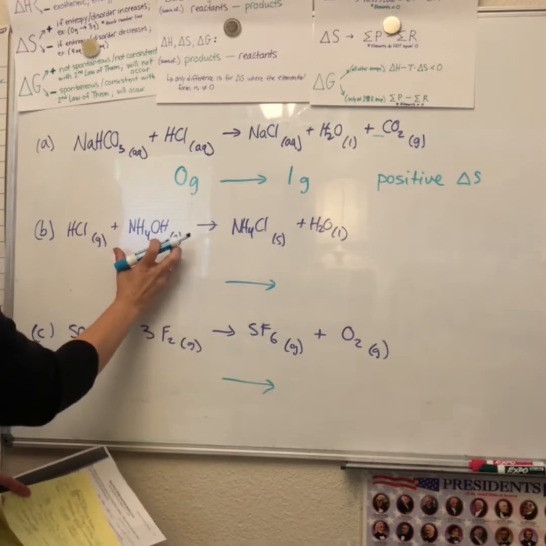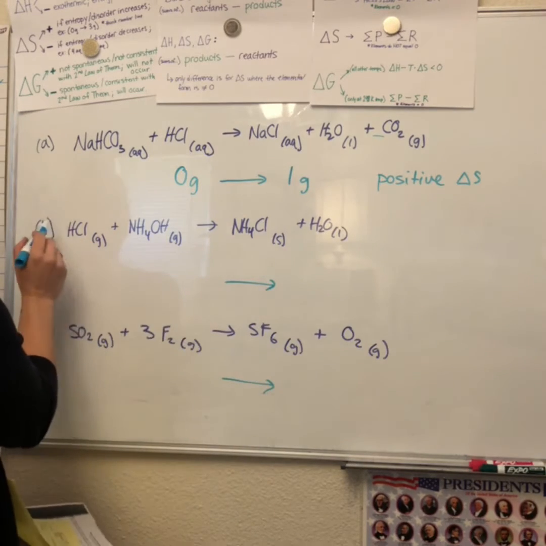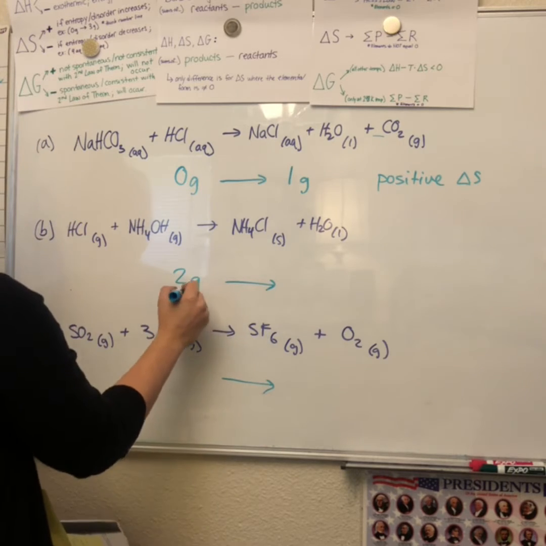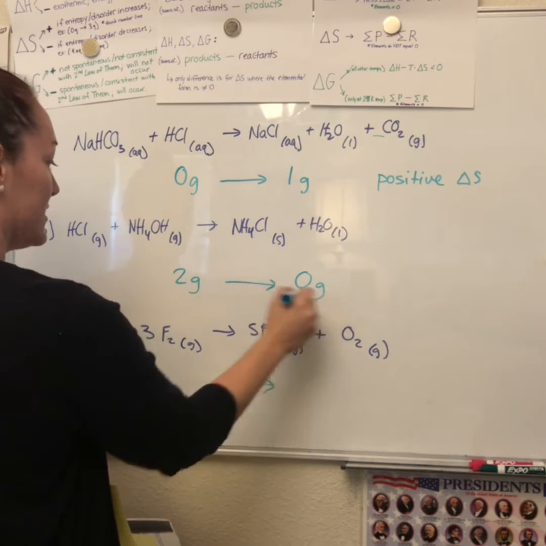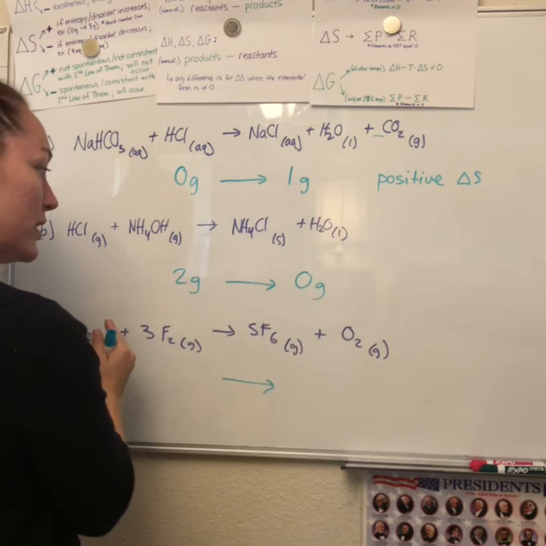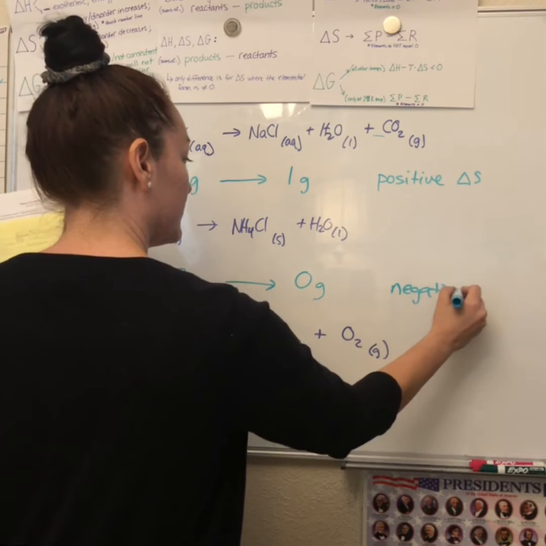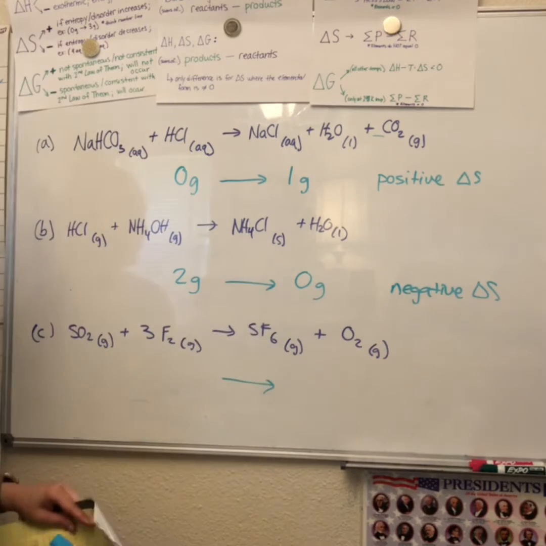This one, I've got gas, solid, liquid. So I'm going to go with my gases. I have 2 gases here, and 0 gases over here, okay? So if I'm going on a number line from 2 to 0, I'm actually going in a negative direction, right? So that's a negative entropy.